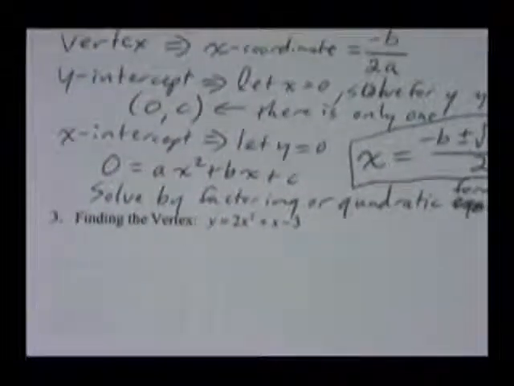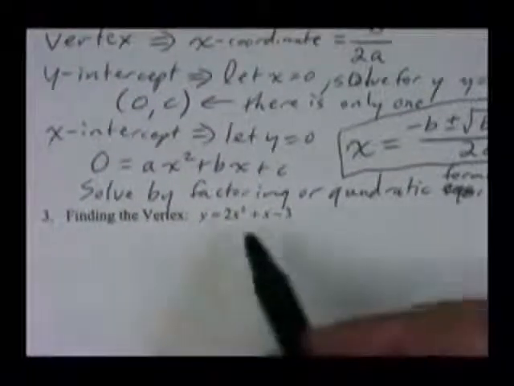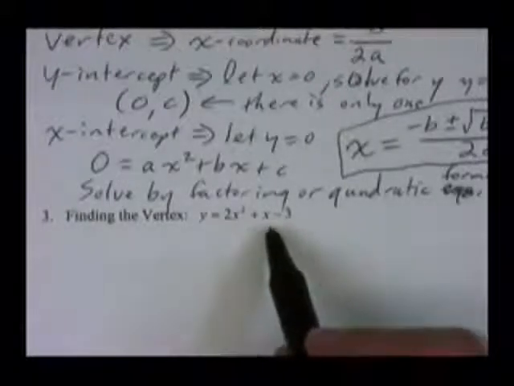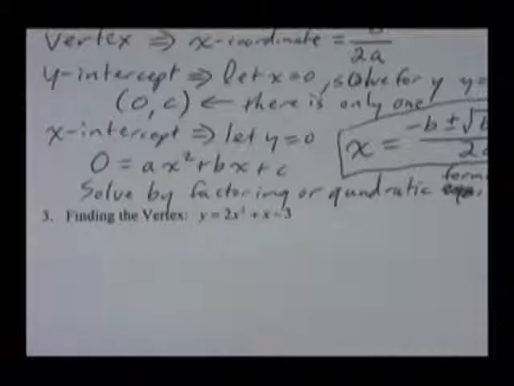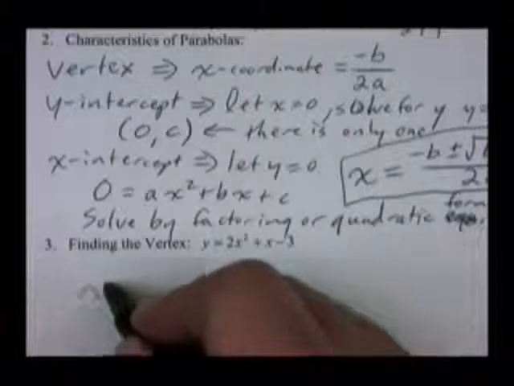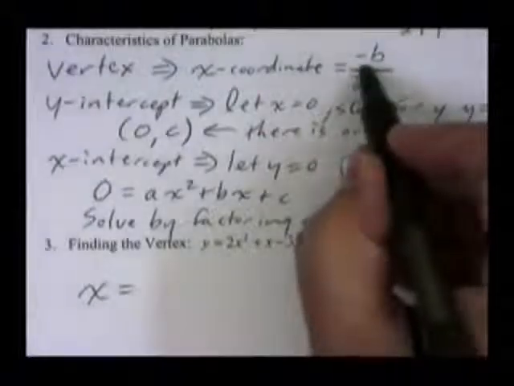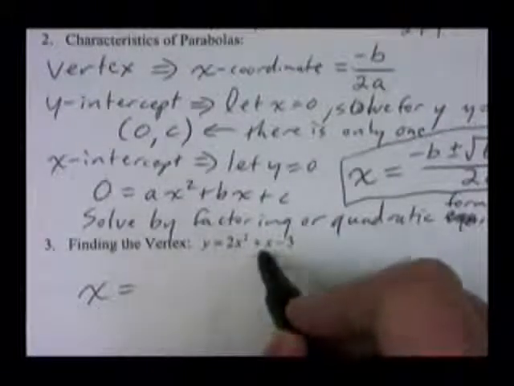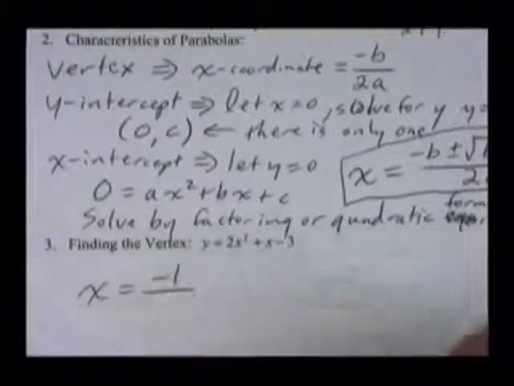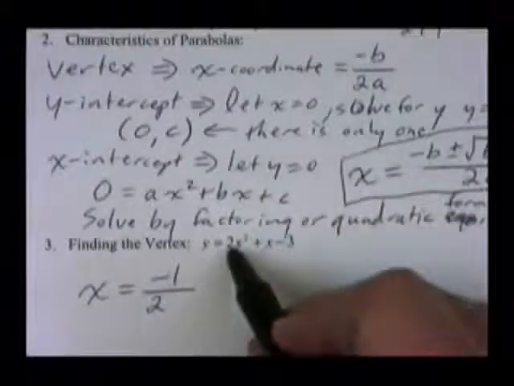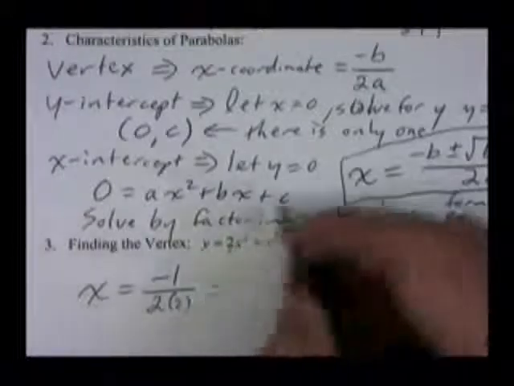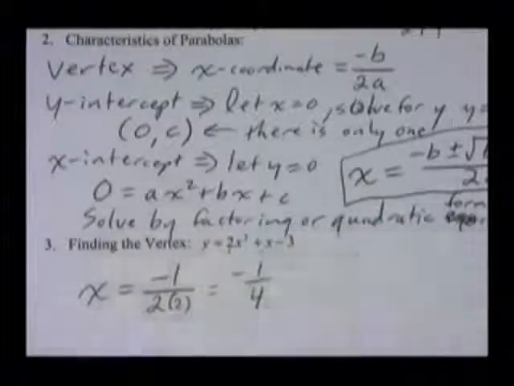So let's look now at an example of finding the vertex. What we've got here is the equation y equals 2x squared plus x minus 3, and I want to find the vertex of that. So if I go back up above, we remember that the x-coordinate for the vertex is negative b over 2a. So in this case, my b is an understood 1, so it'd be negative 1 over 2 times our a value, which is 2. So notice our x-coordinate is negative 1/4.